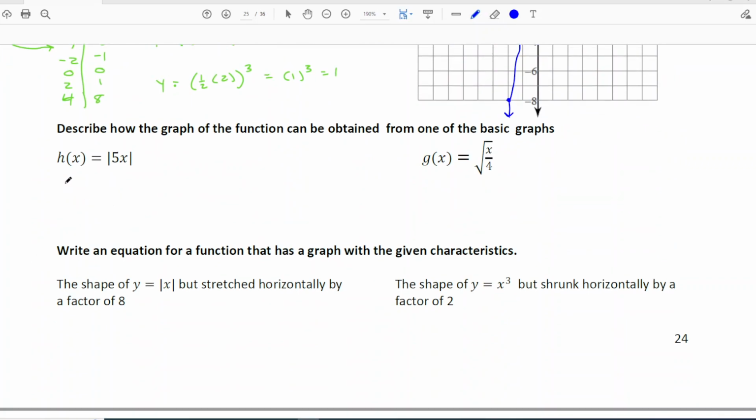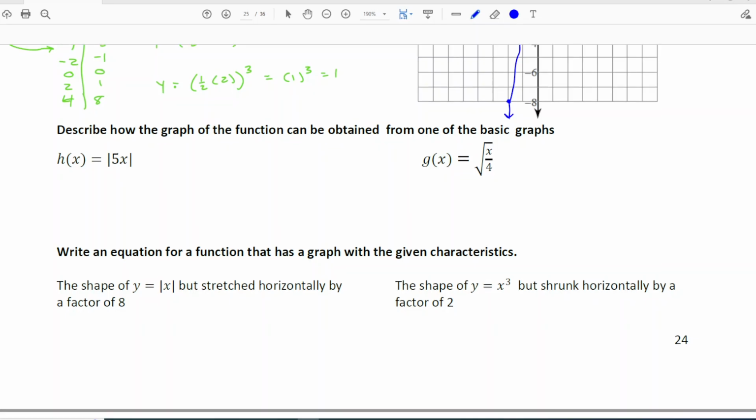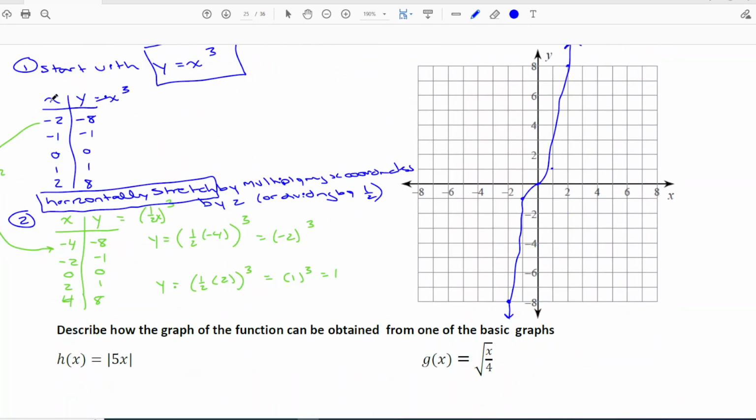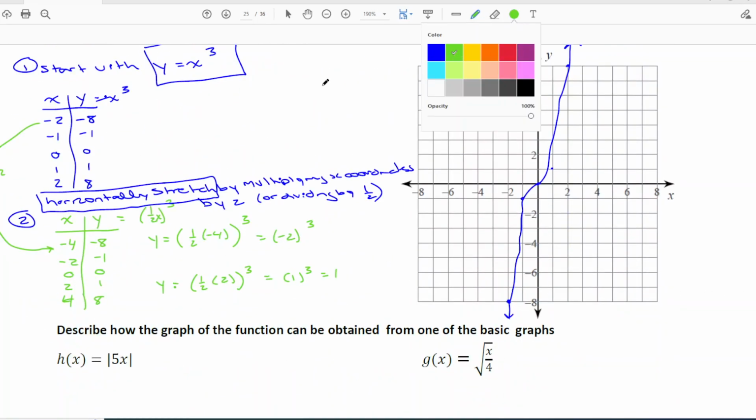So for this one, first things first. Oh, never mind. Don't forget to actually graph it. So let's just finish this guy off. So let's graph those points. So negative 4, negative 8.